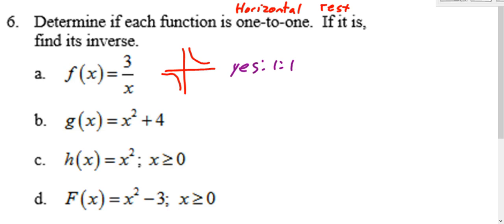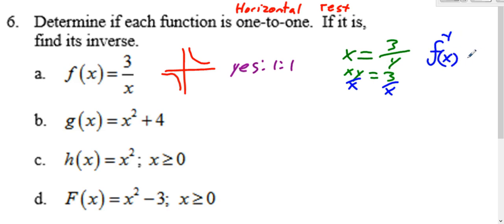And it says, if it is, find its inverse. To find the inverse, you switch x and y and solve for y. So you start with x equals 3 over y, and then you try to solve for y. So you cross multiply. Divide by x. So our inverse is 3 over x. Same exact thing you started with. It's its own inverse. Kind of unique. Sometimes that happens.